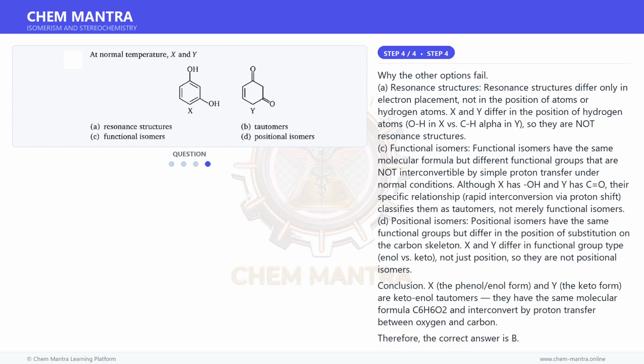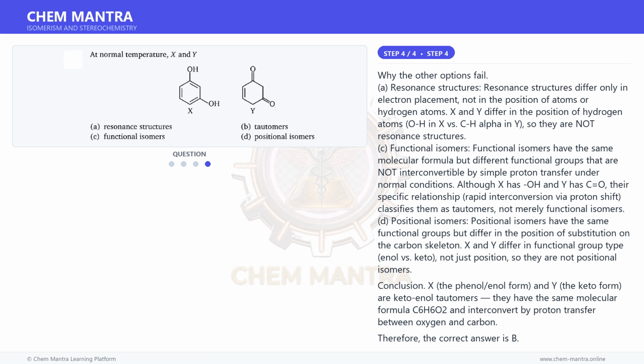Why the other options fail? A. Resonance structures. Resonance structures differ only in electron placement, not in the position of atoms or hydrogen atoms. X and Y differ in the position of hydrogen atoms, OH in X versus CH alpha in Y, so they are not resonance structures.